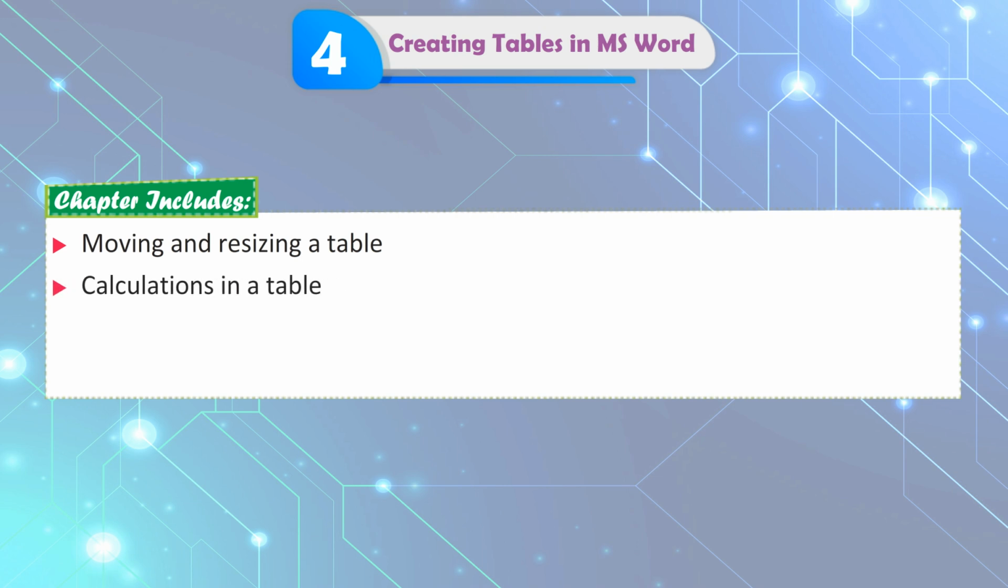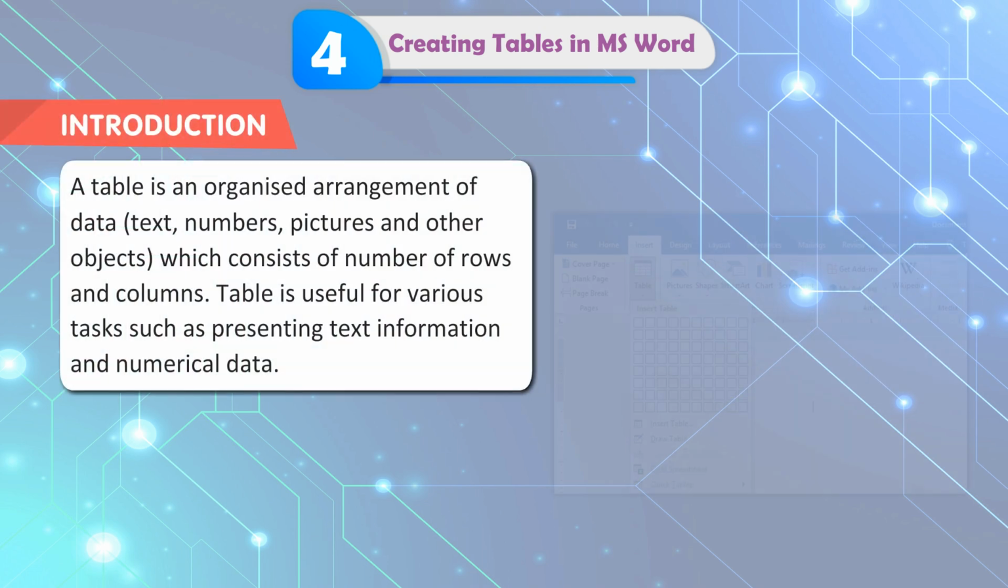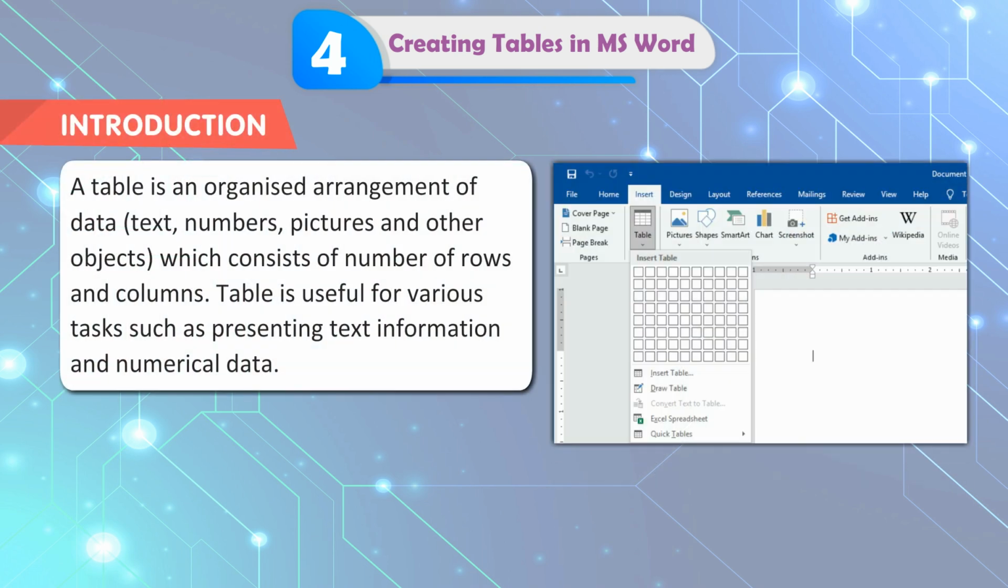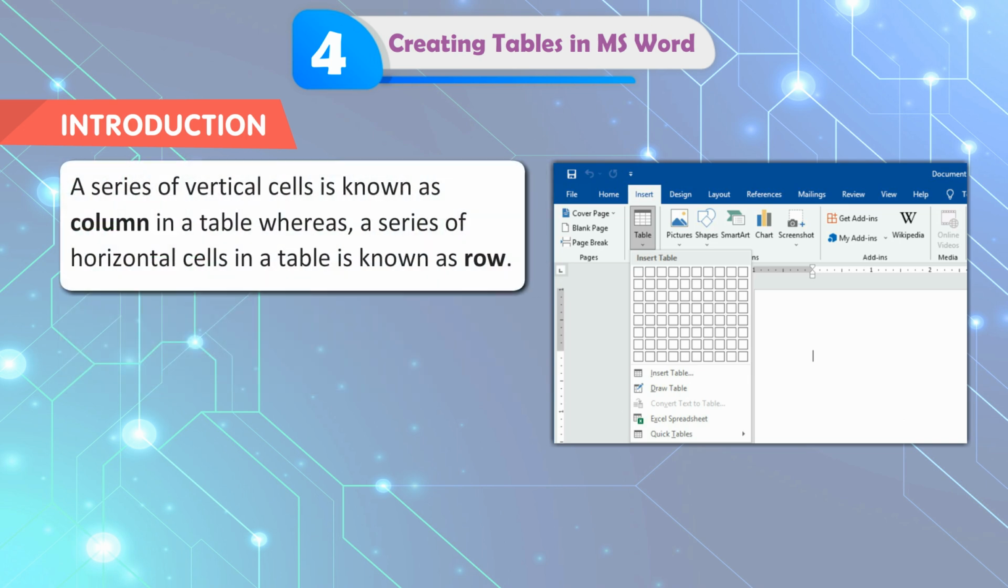Calculations in a table. Introduction. A table is an organized arrangement of data, text, numbers, pictures, and other objects which consists of number of rows and columns. Table is useful for various tasks such as presenting text information and numerical data. A series of vertical cells is known as column in a table, whereas a series of horizontal cells in a table is known as row.